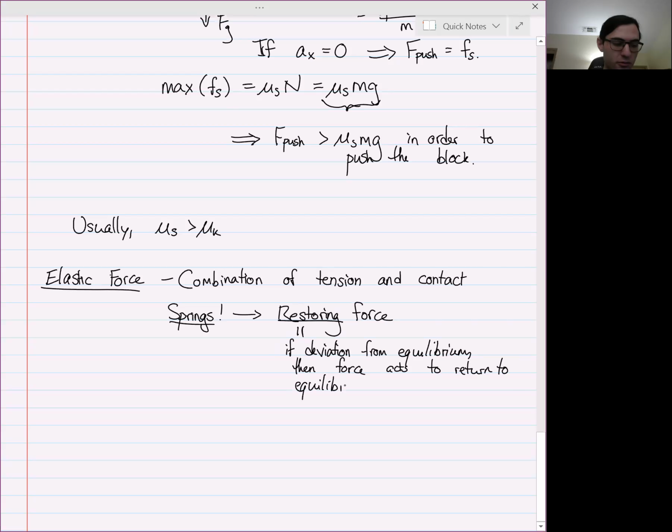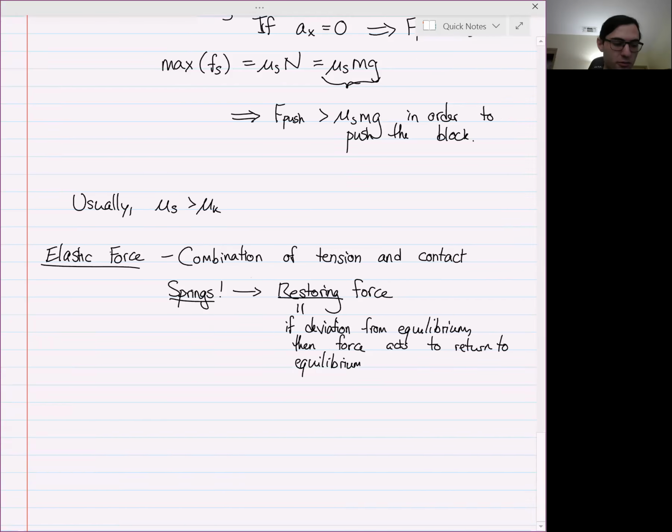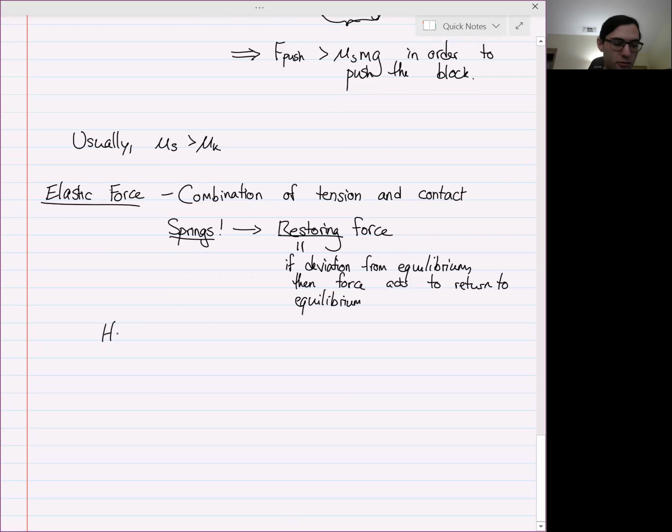So if you have a thing that's not in equilibrium and there's a restorative force on it, the force will push on the thing in the direction that it needs to go to be in equilibrium. And so this is encapsulated by Hooke's law. Hooke's law came about in like the 1600s, it was really early.